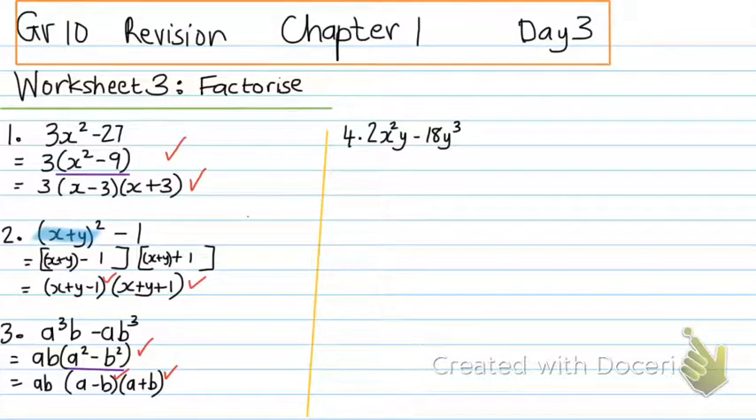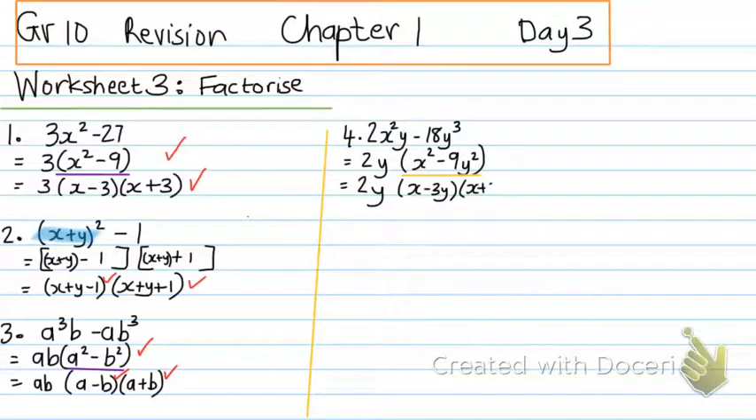First step of factorization, take out a common factor. The common factor is 2y. So it's going to be x squared minus 9y squared in the bracket. That bracket is again a difference between 2 squares. So I leave the common factor 2y there. Then I factorize the bracket. 2y(x minus 3y)(x plus 3y). And those are the marks that you get for it.